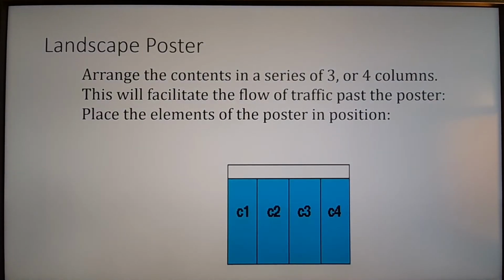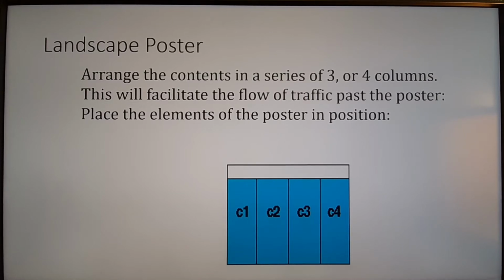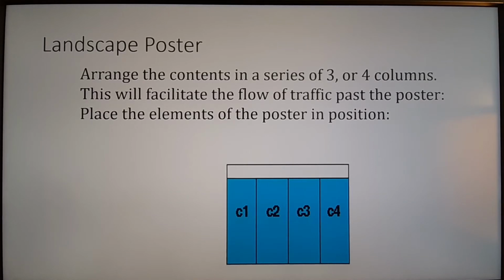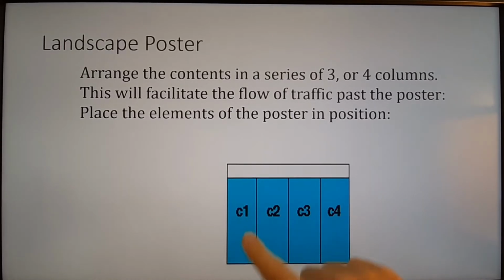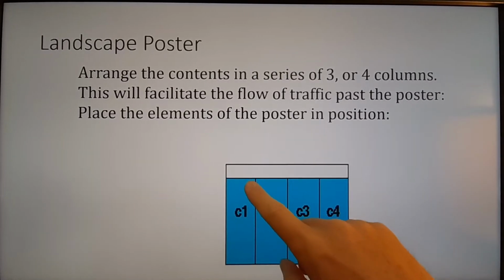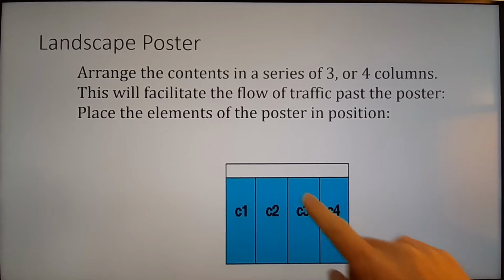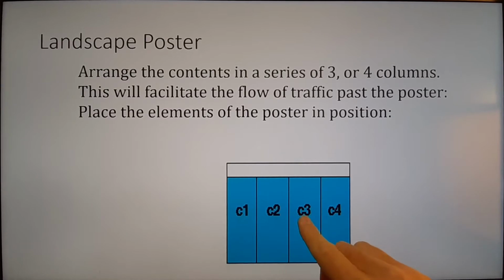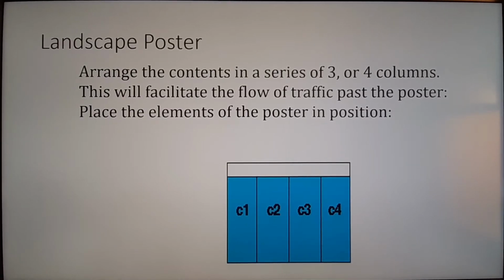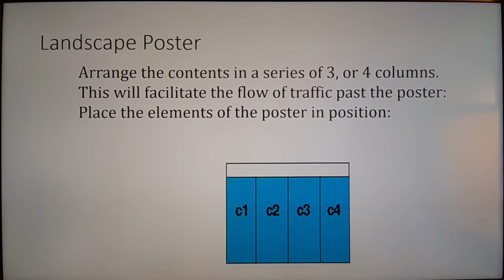Okay, there are two types of posters. One is a landscape poster, and the other one is called a portrait poster. So a landscape poster has 3 or 4 columns, okay? So you have these stolpi. This helps the flow go faster. People like reading left to right, and they like reading top to bottom, of course. So it helps arrange all the elements in the poster.